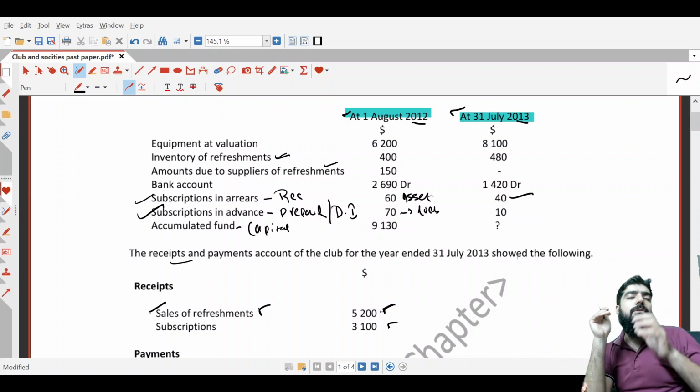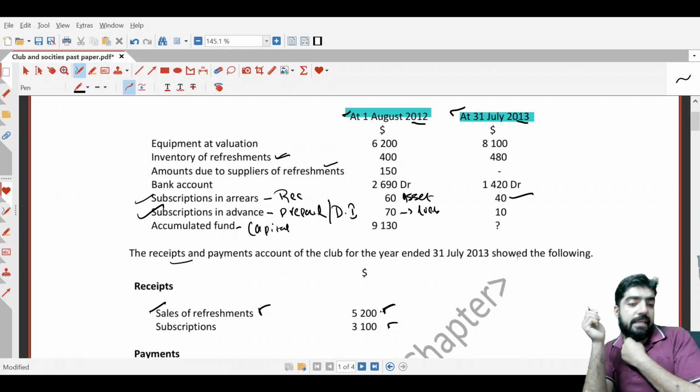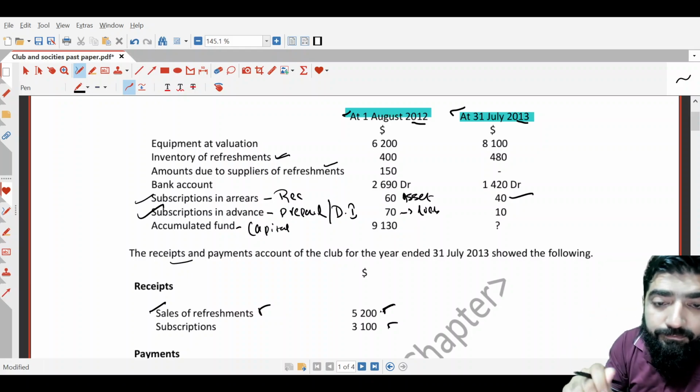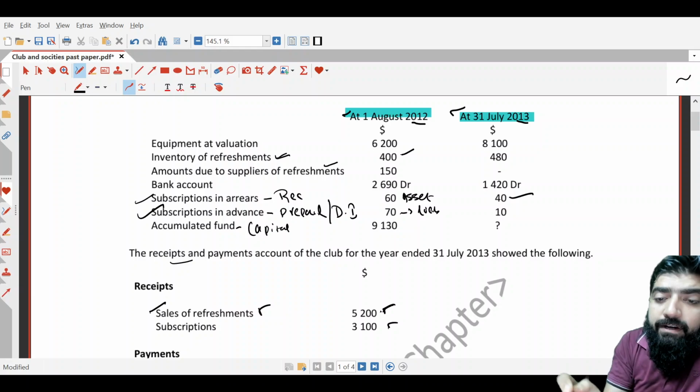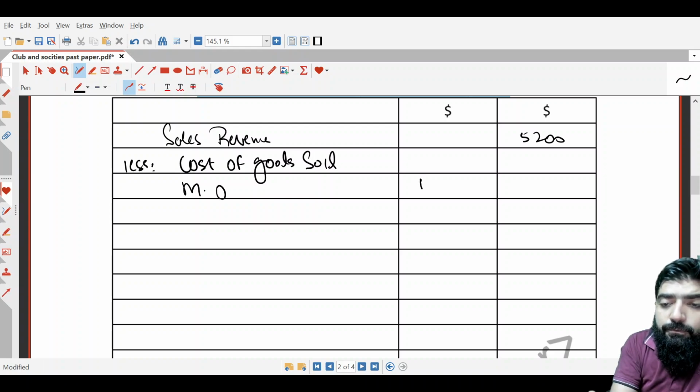Okay, so they are selling refreshment. So is there any inventory for the refreshment? Is there any inventory of refreshments, opening and closing? Yes, the opening inventory is 400. So obviously the merchandise opening is 400, and we need the net purchases as well. We need the net purchases.